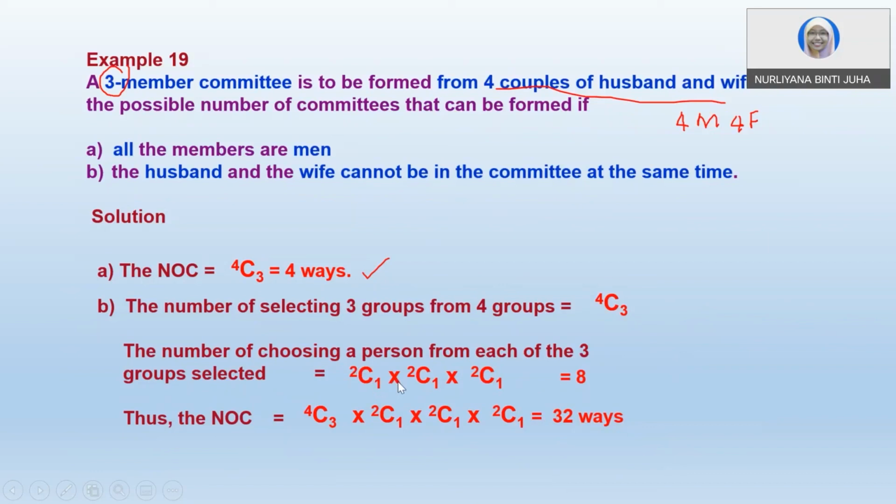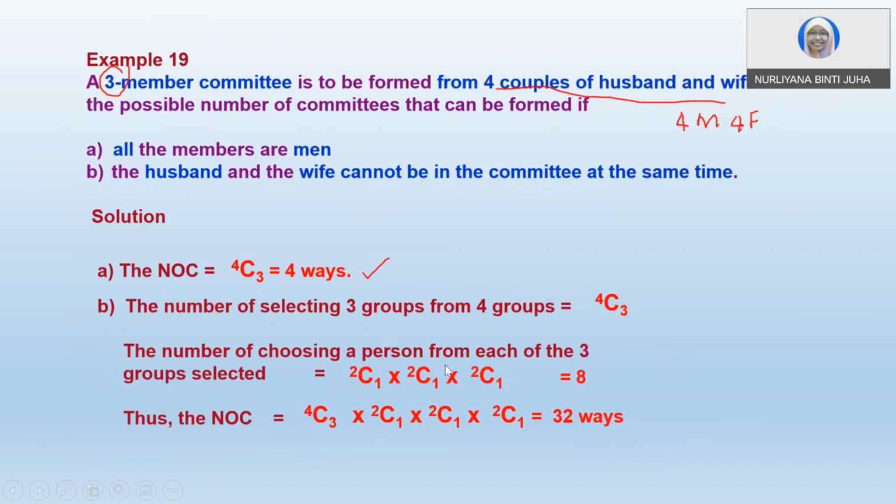And then you multiply with, for the second couple, sama juga second couple ada 2 orang, but you need to choose only one. And the third couple sama juga, you have 2 persons, but you need to choose only one. So you get 2 cubed, which is 8, over here. And therefore the number of combinations will be 4 choose 3 just now, 4 choose 3 multiplied with this whole thing.